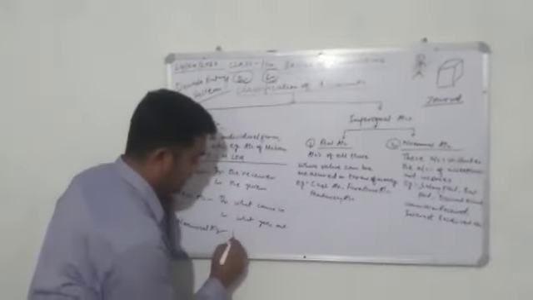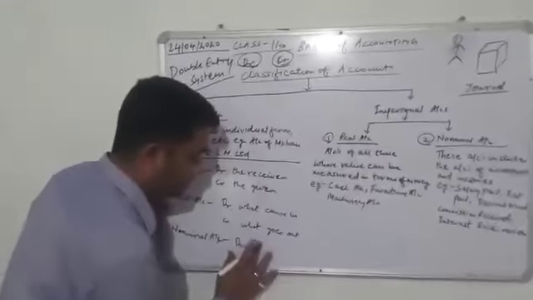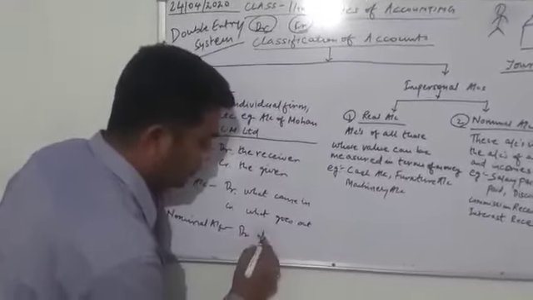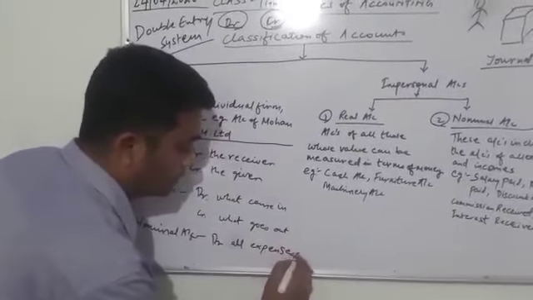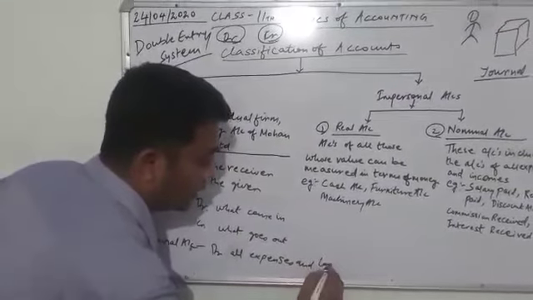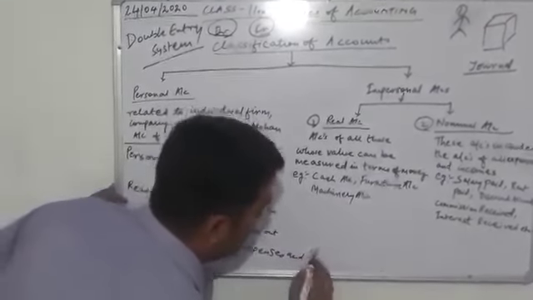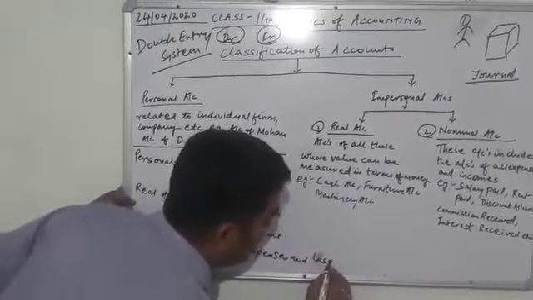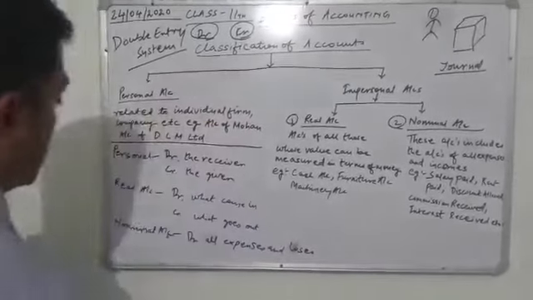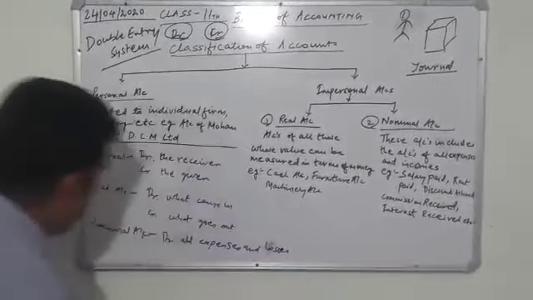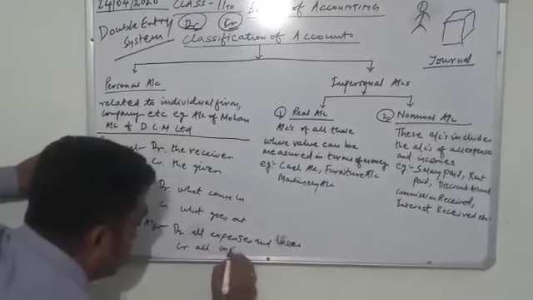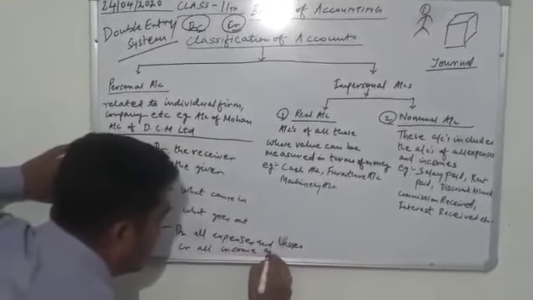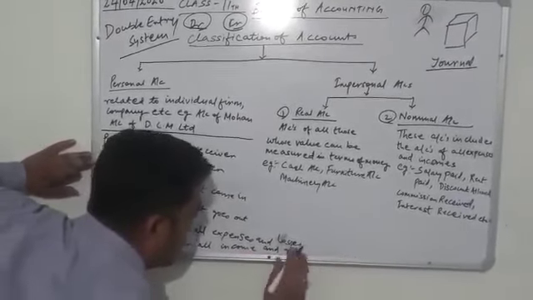Okay, and the last one is rule of nominal account. It says debit all expenses and, little bit space left, losses and credit all income and gains.